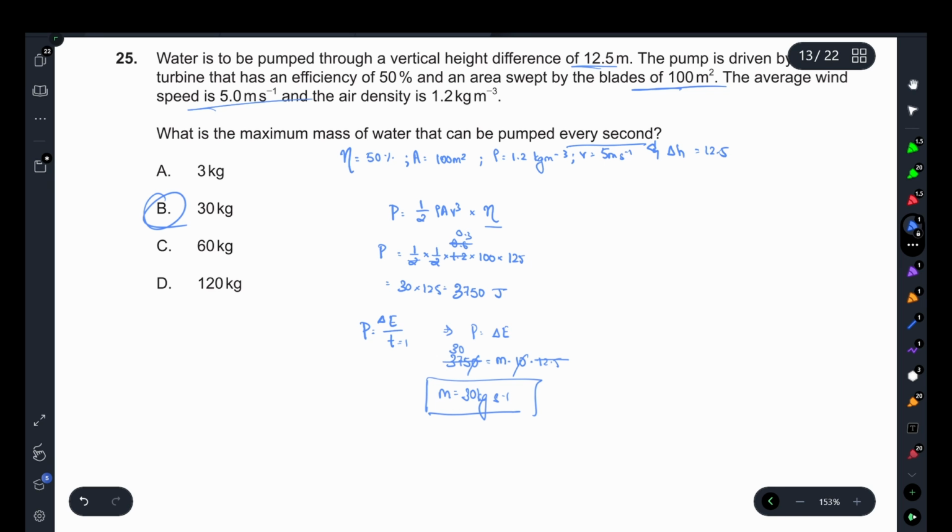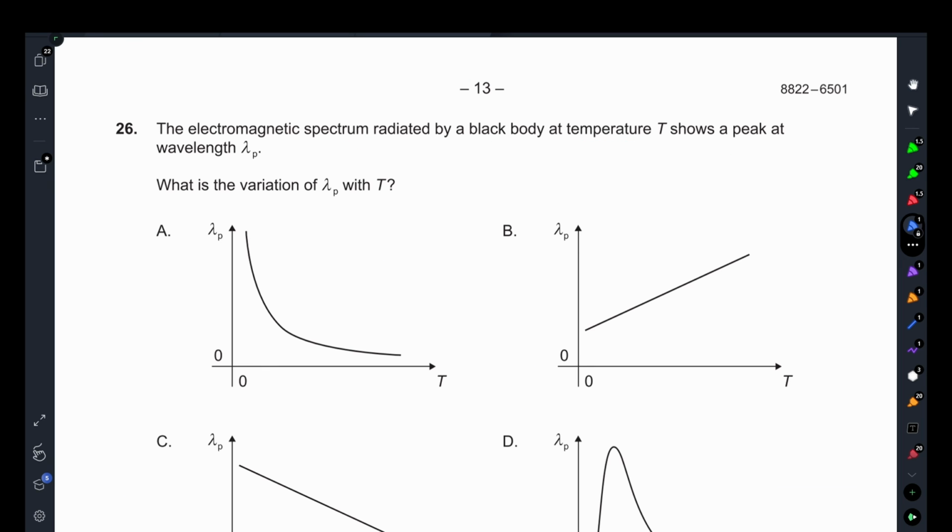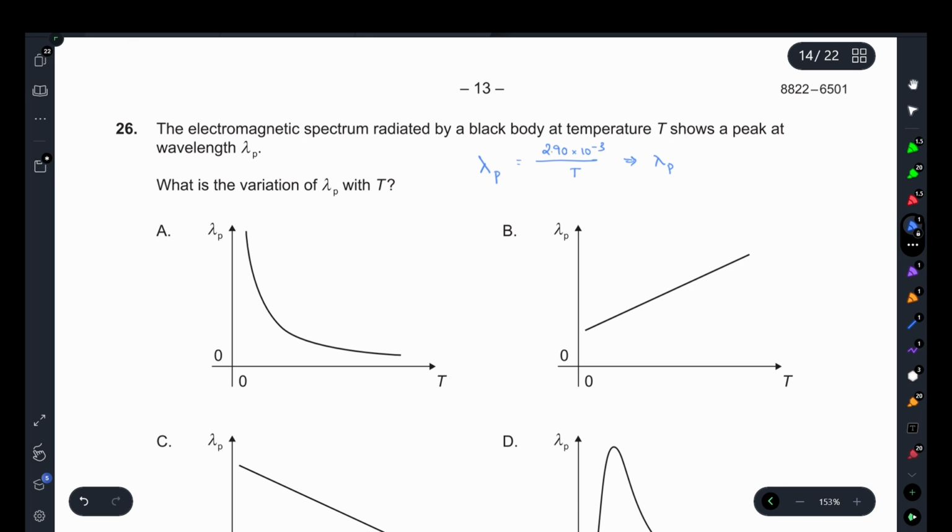Question number 26. The electromagnetic spectrum radiated by a black body at a temperature T shows peak at wavelength lambda p. What is the variation of lambda p with respect to T? So this is another direct data booklet question. If you look at your section 8 with the chapter 8 formulas, you find that lambda p or lambda peak is equal to 2.90 into 10 power minus 3 by T, which means that lambda p is proportional to 1 by T.